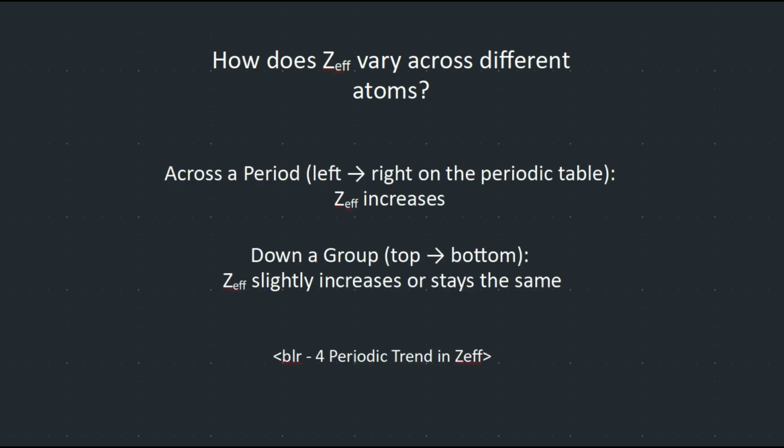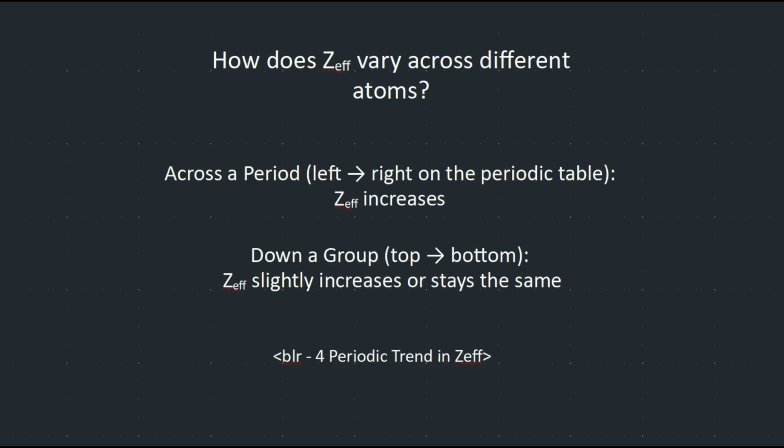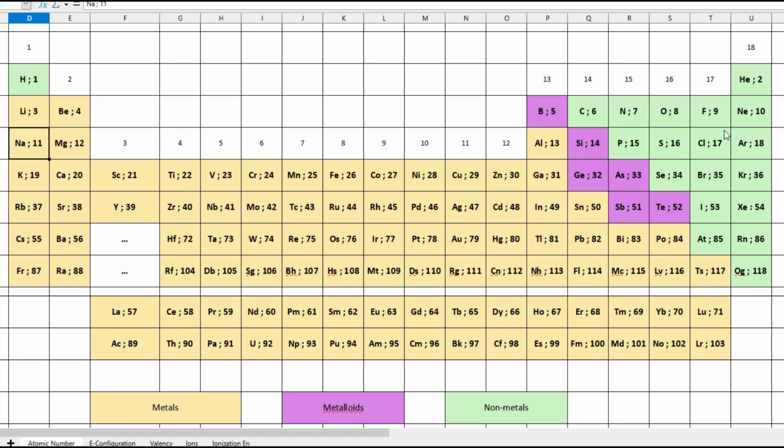Now, how does this vary across the different atoms? Of course, we'll make use of the periodic table. So when we are moving from left to right in the periodic table, the effective nuclear charge increases, while going along a group, down the group, there's a slight increase, if not, it will stay the same. When moving from left to right, there is a significant increase, while moving from top to bottom, a slight increase, if not, it remains the same.